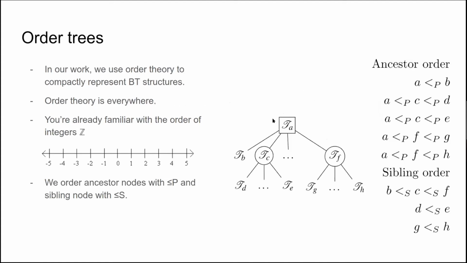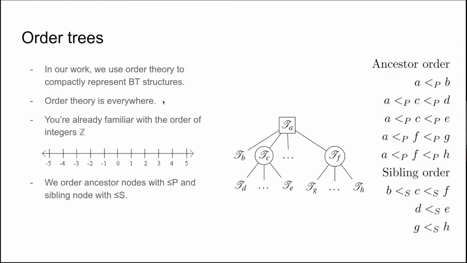So in order to describe this architecture, we actually used order theory, which is sort of related to graph theory. Sometimes it can look a bit complex, but actually order theory is everywhere. And I think most of you are familiar with the order of integers, for instance. So -5 comes before -4, and so on. So actually, these types of orders can order really anything you want.